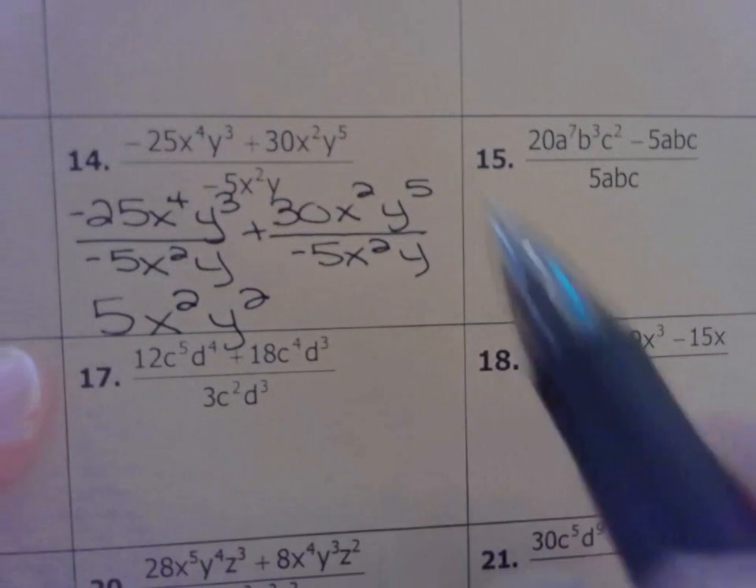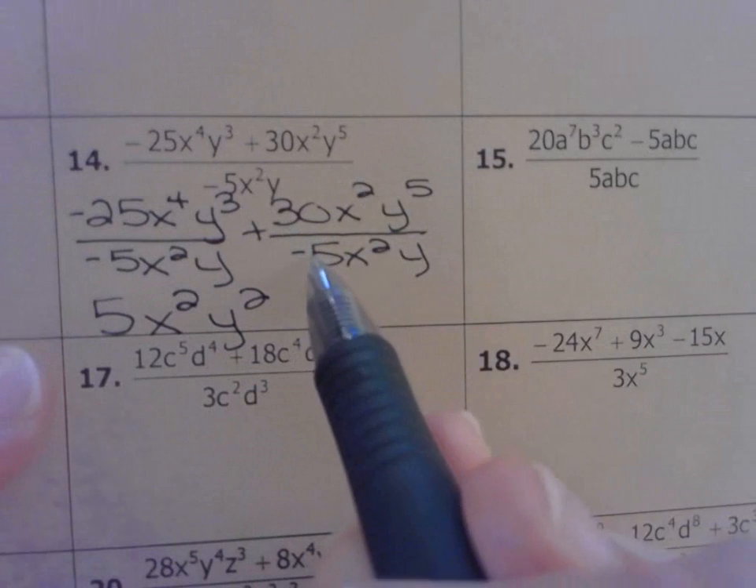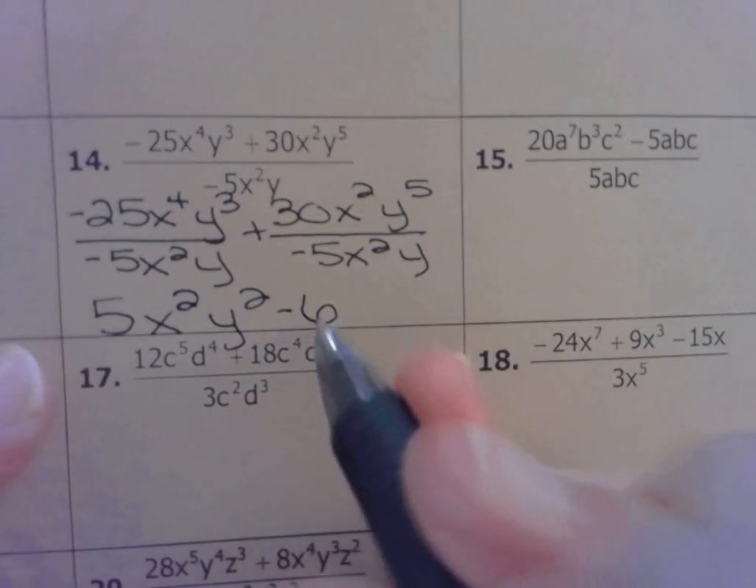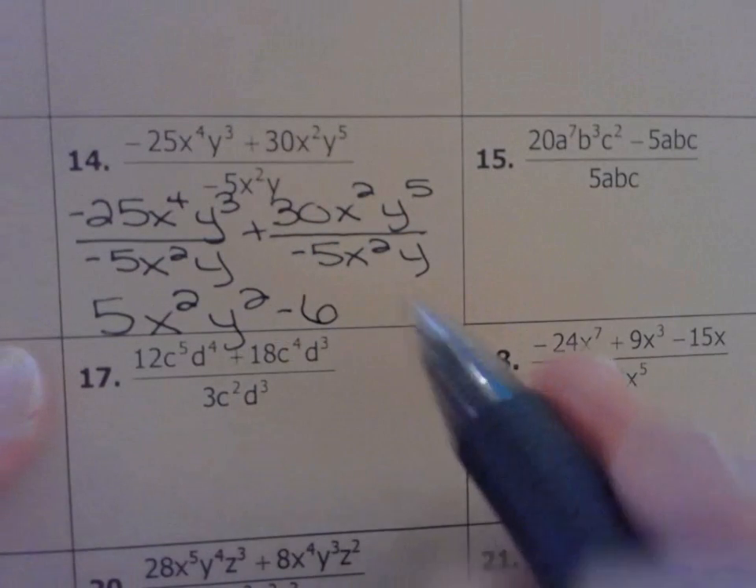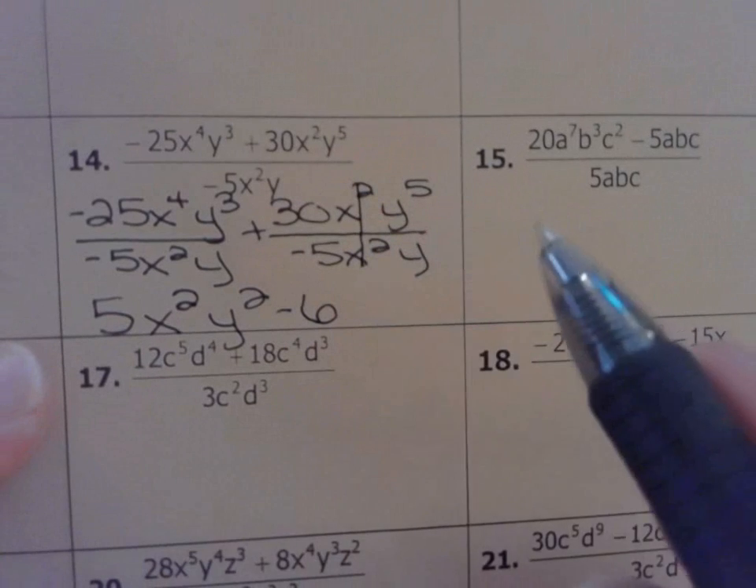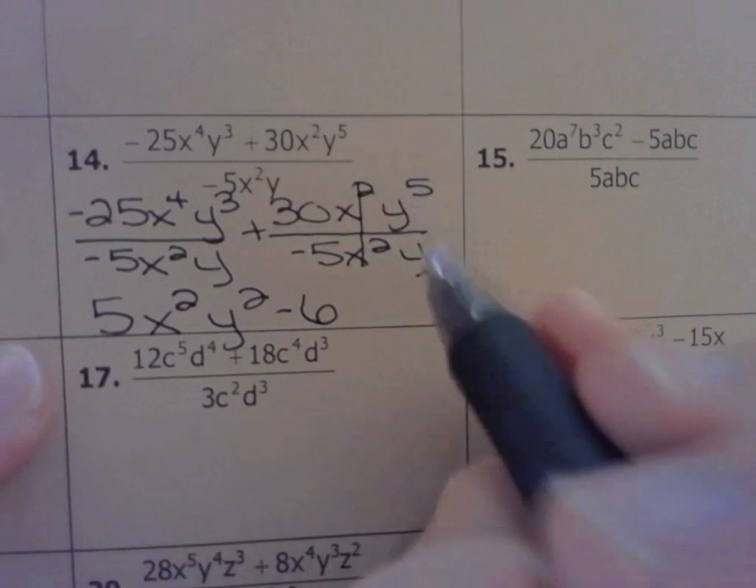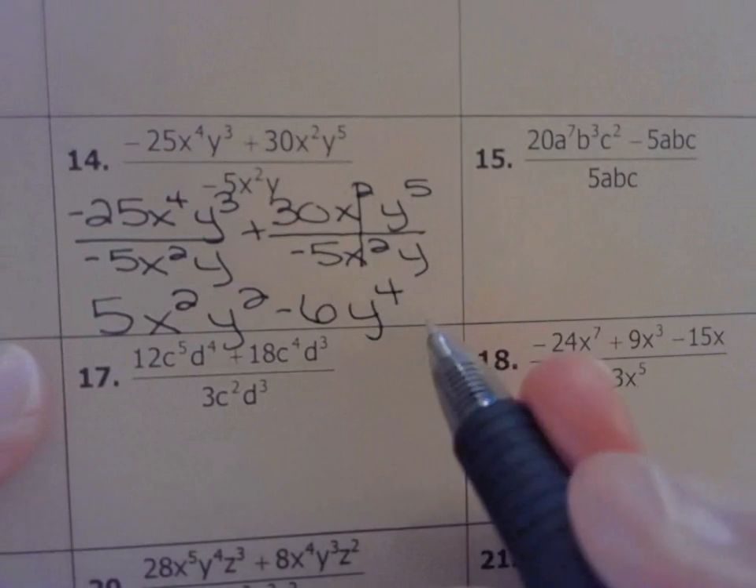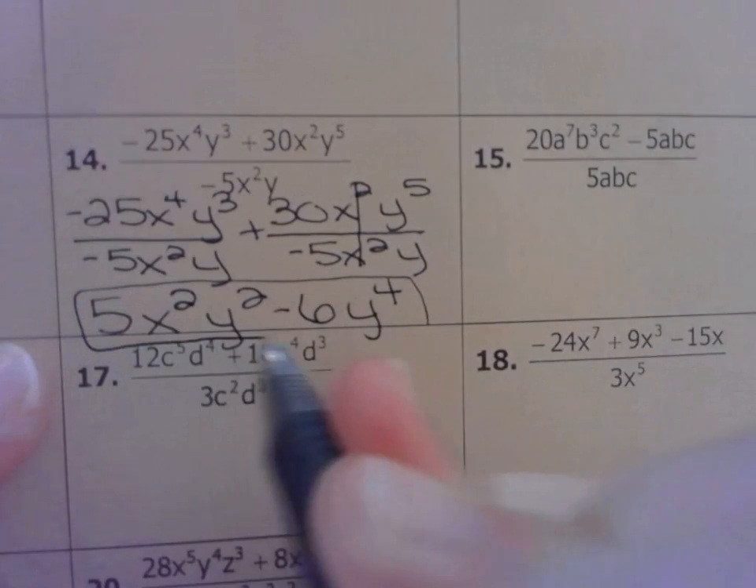Plus, or minus. Now, be careful. 30 divided by negative 5 is negative 6. The x squared cancel because they're the exact same. 5 minus 1, y to the 4th. Nice. We're going to do a couple more and then I'll start the homework.